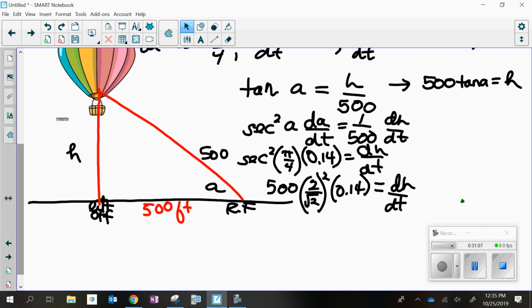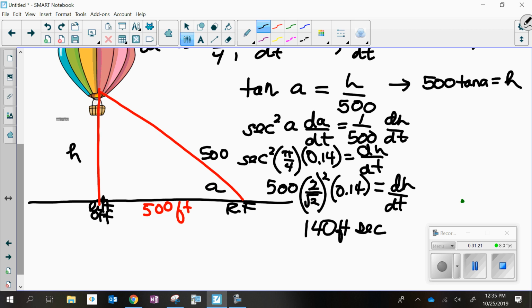All right, this turns out decently considering. So what is it? Did you get 140? And that is per second. Oh, it is per minute. That's why it looks like this. You can't forget the square.